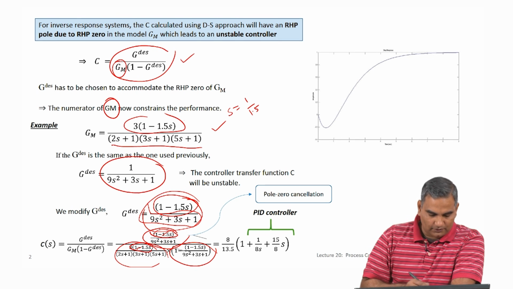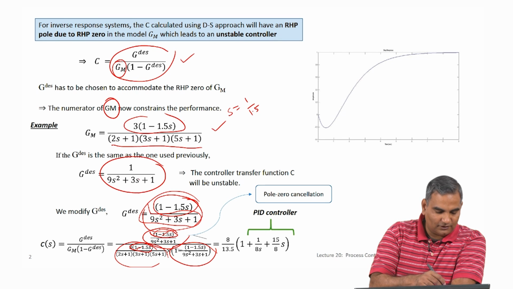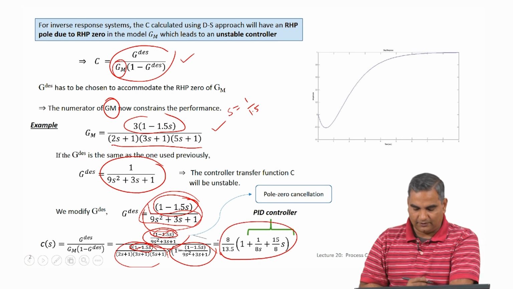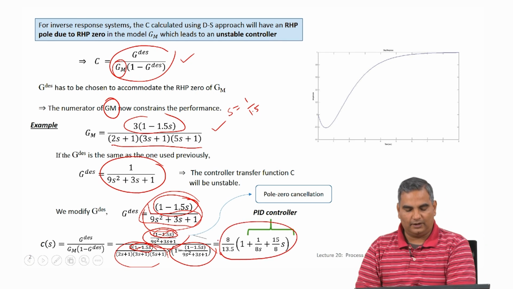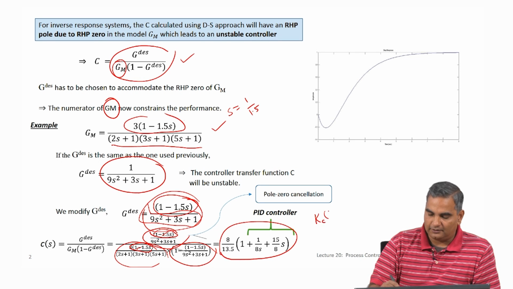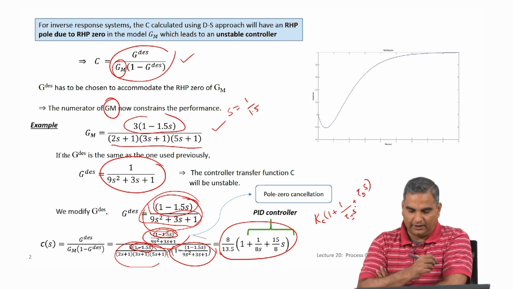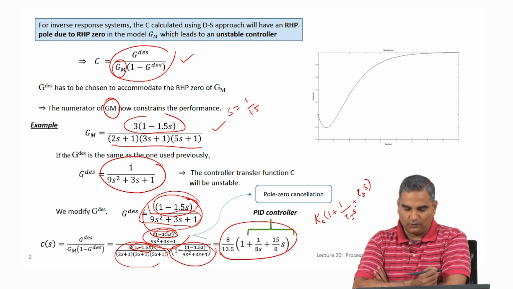Now, once you do this, and there is a reason why I have chosen this 9s squared plus 3s plus 1, because by choosing that I can get a control form which is of the PID controller form. Okay. So, this is again just to remind you, this is Kc times 1 plus 1 by tau I s plus tau d s, right. Now, Kc is 8 by 13.5, tau I is 8, and tau d is 15 by 8.